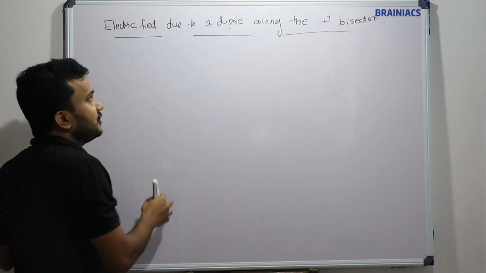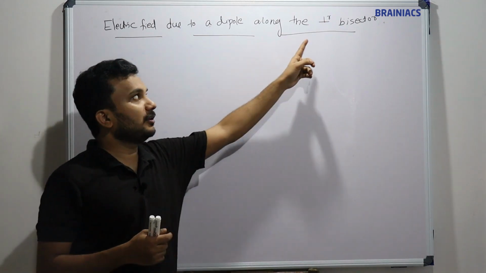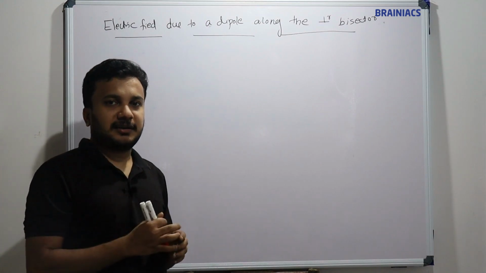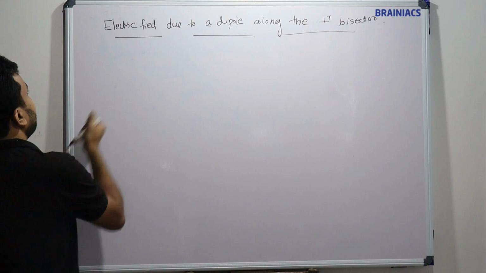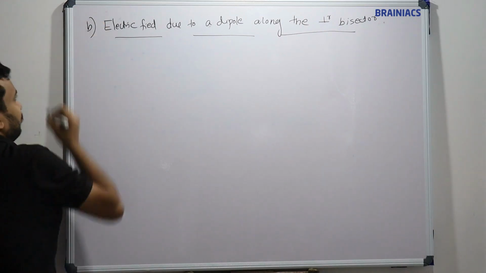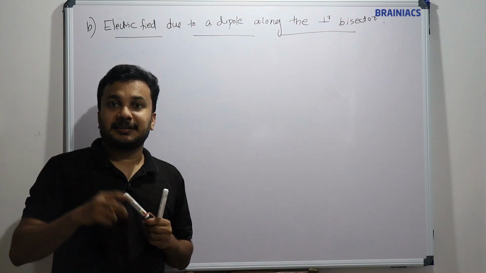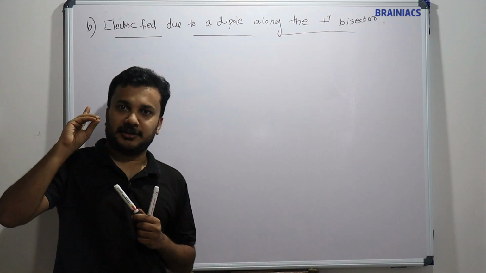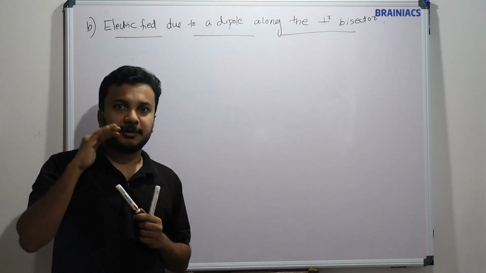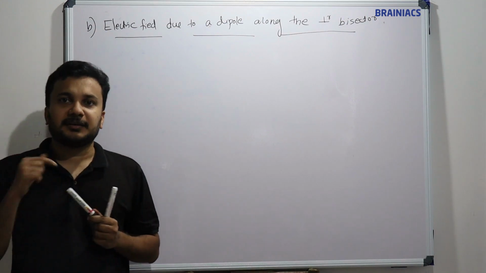In today's lesson we are going to learn about the electric field due to a dipole along the bisector. Last class we learned about the first heading, and this is the second part within the dipole. On the first part, we learned the electric field along the axial position of the dipole. If you don't remember that topic, pause the video and see that video, then come to this topic.